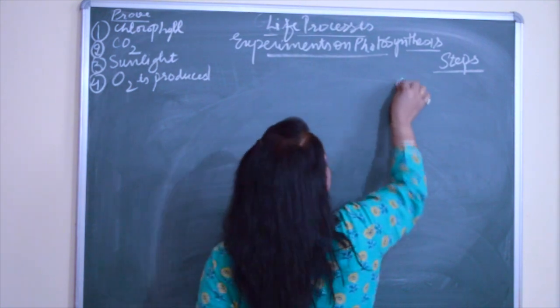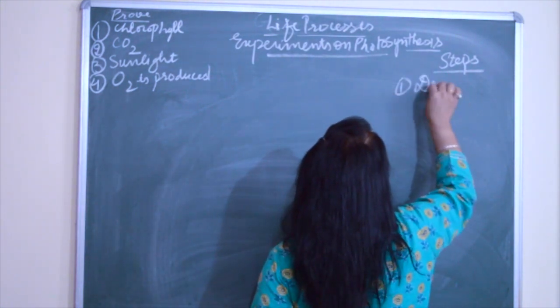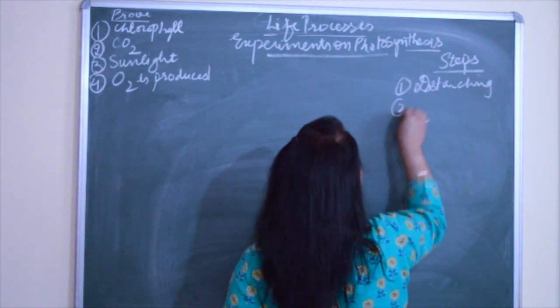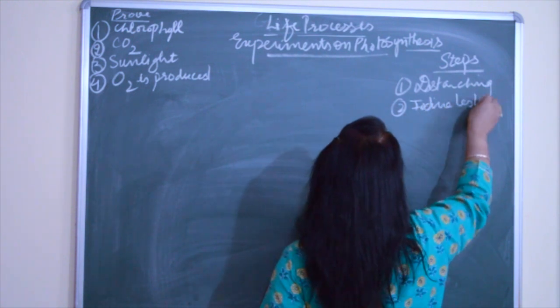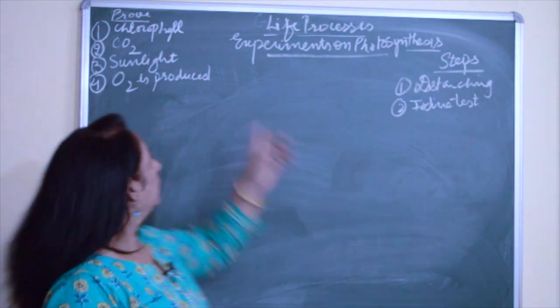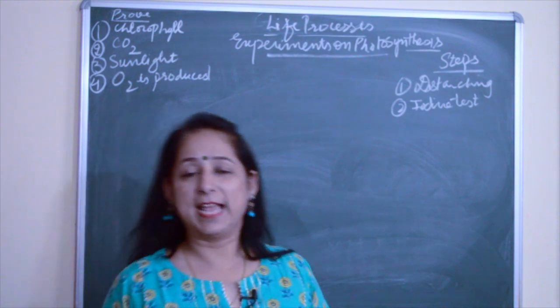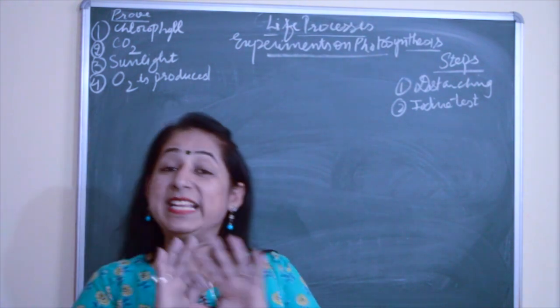So the first step is destarching. And the last step is the iodine test. First is destarching, last is iodine test. Whether we are doing any of the experiments, we have to destarch the plant first, as in the plant is kept in dark for 24 to 48 hours to destarch it.